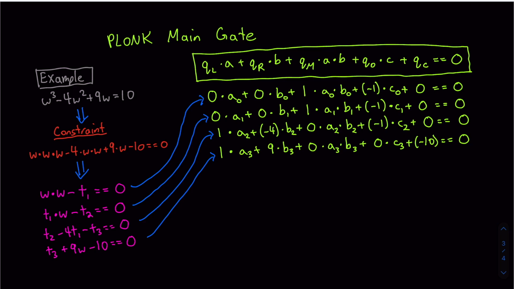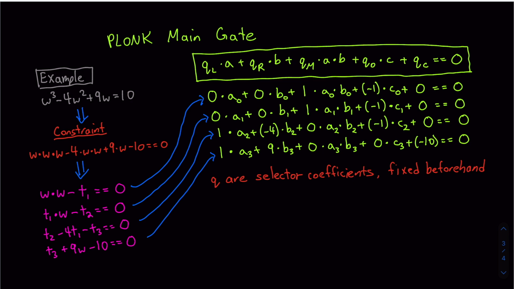Now, a natural question arises. Who sets the values of the q's, and who sets the values of the a, b, and c's? The selector coefficients, the q's, define the constraints. Once they're fixed, the form of each constraint is completely determined. In other words, the q's set the rules of the game. They determine exactly what is being proven. Because of this, the q's must be fixed ahead of time. The prover can't change them. If they could, they could just redefine the constraints and prove anything.